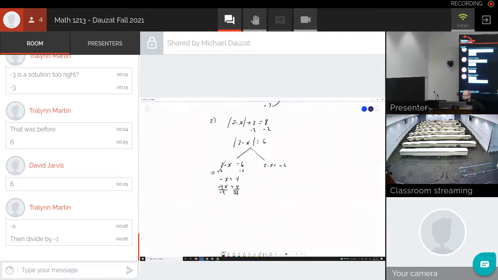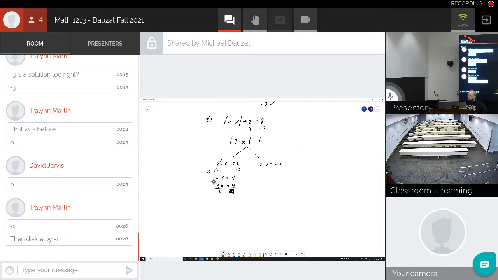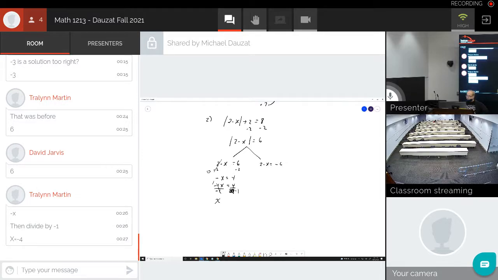It keeps putting a triangle, but that's a negative 1 right here. Let me do this. Okay. So negative 1 divided by negative 1 is a 1. 1 times x is x. And what's 4 divided by negative 1? Negative 4. So there's one of your solutions. So negative 4 is one of your solutions.